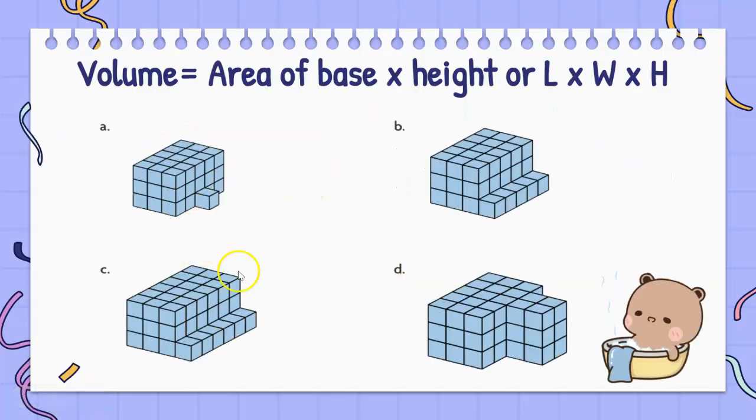All right, so we have 4 different images here. We're going to start with talking about the volume. There are 2 ways that we could find the volume. We can either find the area of the base times the height, or we can use our formula, which is length times width times height. And I'm going to show you both ways to look at this.